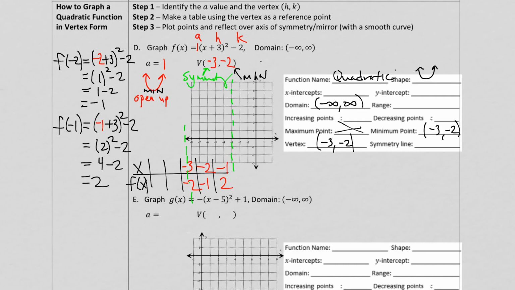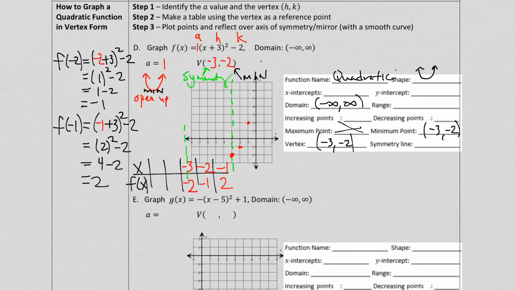Now all we do is we plot these 3 points. Plot these 3 points, and you'll be done with your parabola. So negative 3, negative 2 is going to be here. Negative 2, negative 1 is here. And negative 1, 2 is here.